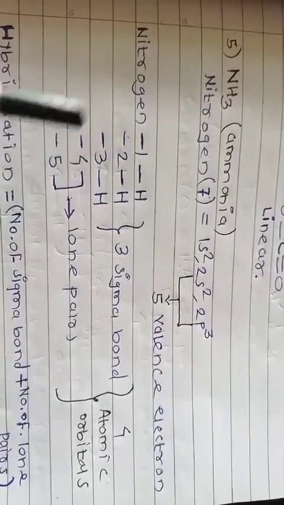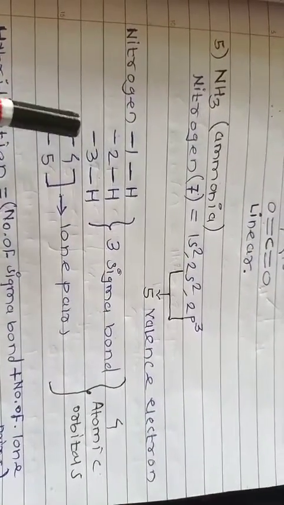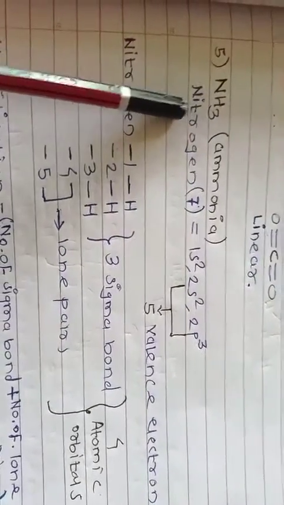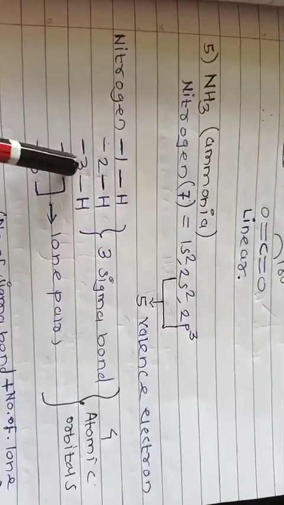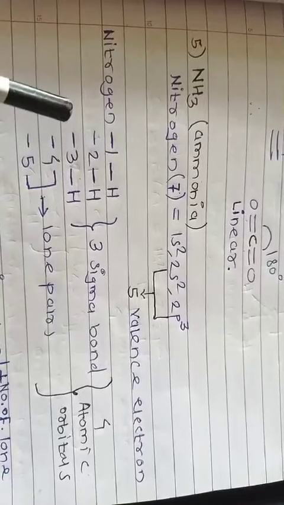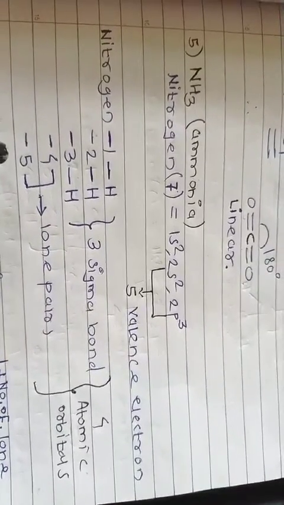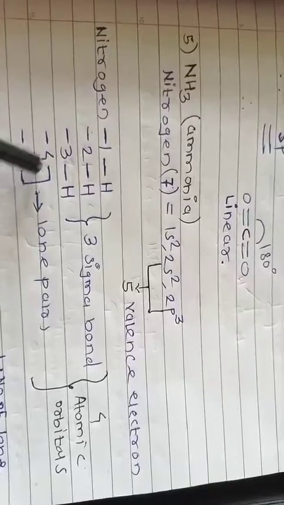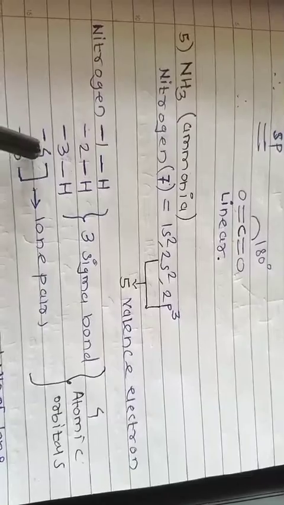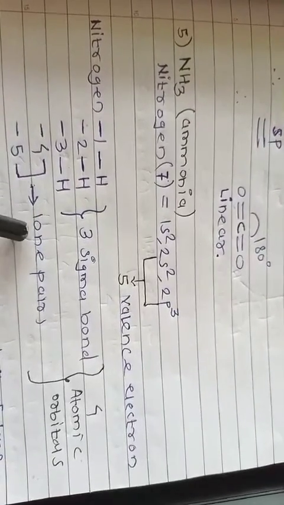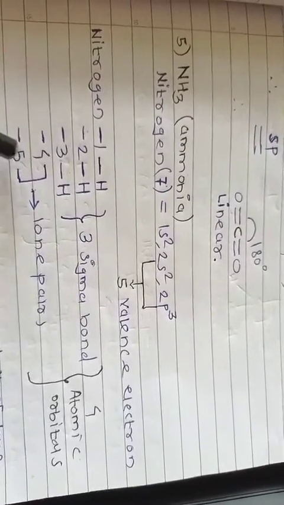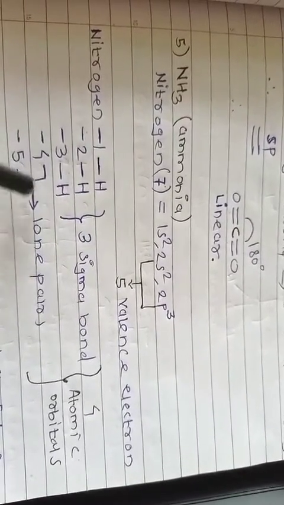So nitrogen has 5 valence electrons, that is 1, 2, 3, 4, 5. We know in ammonia there are 3 hydrogens, and those 3 hydrogens combine with 3 valence electrons, 1, 2, 3. After combining three hydrogens with 3 valence electrons of nitrogen, we have 2 valence electrons remaining. There is no atom to combine with these 2 valence electrons, so they form one lone pair. We know lone pairs are nothing but non-bonding pairs, so these electrons remain non-bonding.